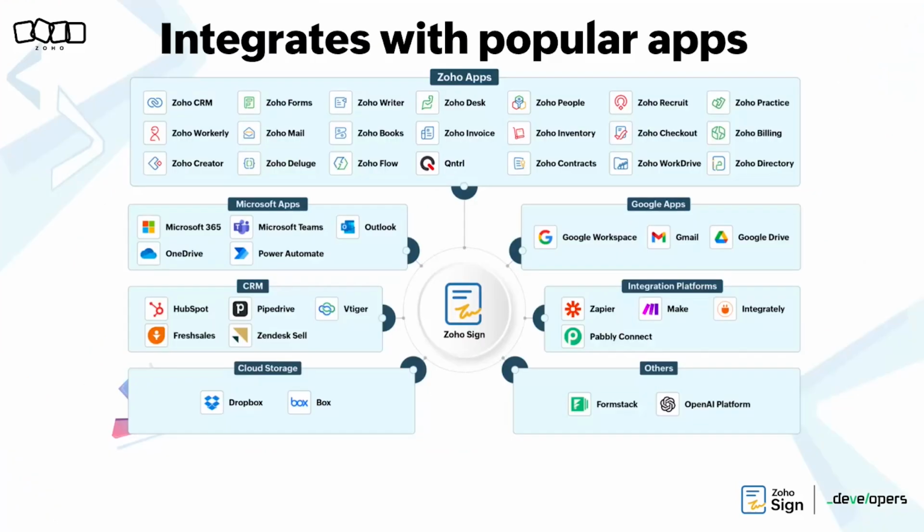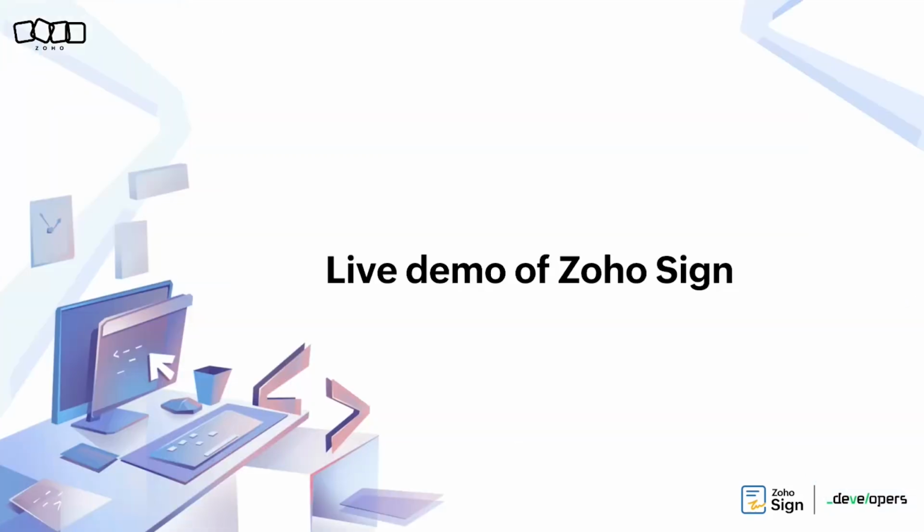To put it in a better way, Zoho Sign integrates with almost all Zoho applications, be it our flagship Zoho CRM, Zoho Mail, the Finance Suite, or Zoho WorkDrive. And we don't restrict ourselves only to Zoho applications. We also readily integrate with other popular third-party applications like Microsoft 365, Outlook, Google Drive, Dropbox, and much more.